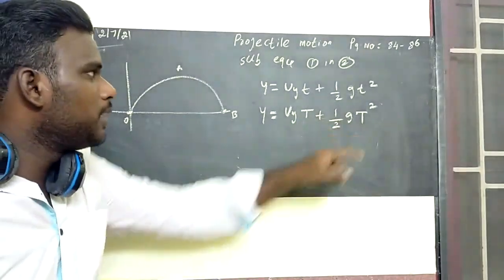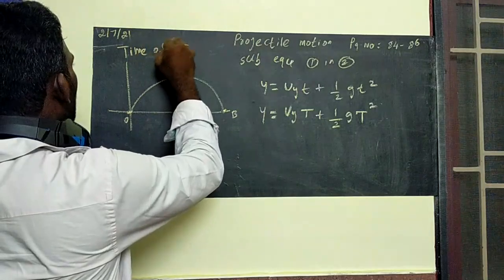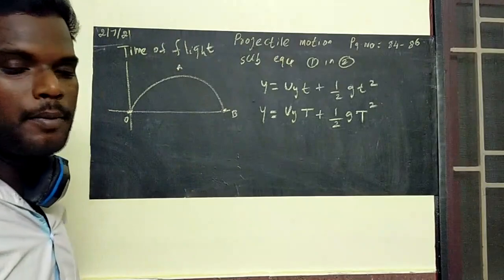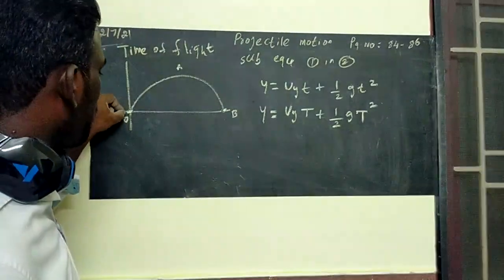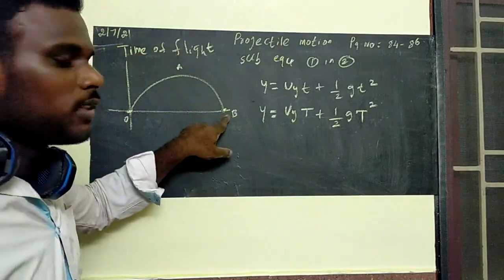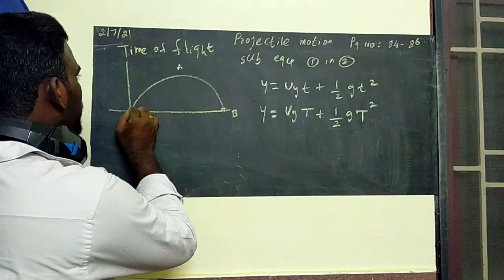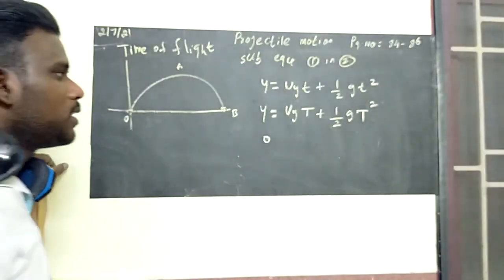So what is this capital T? This capital T is called the time of flight, which means the total time taken by the body between the point of projection and when it hits the ground. So when it hits the ground, you can see that the displacement in the y-axis equals 0.